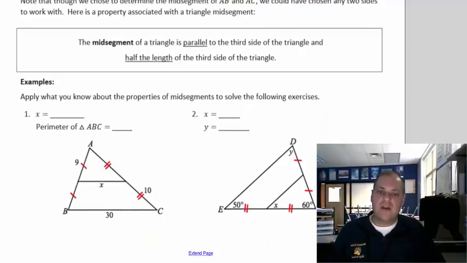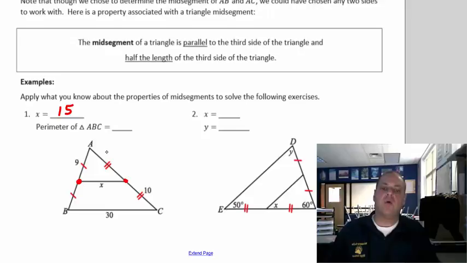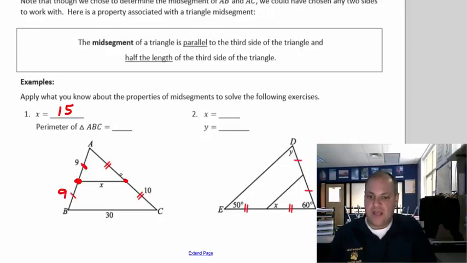So we're going to use that to answer these questions here. Find x. Here's a mid-segment. This is 30, so the mid-segment must be half of that, which is 15. Now I want to find the perimeter of triangle ABC. Since this is a midpoint, if this is 9, this must be 9. And this is a midpoint, so if this is 10, this must be 10, right? The mid-segment cuts it into two equal parts, and this is 30.